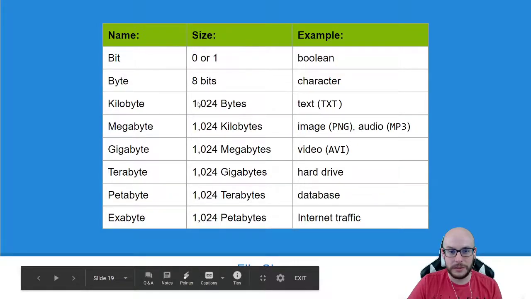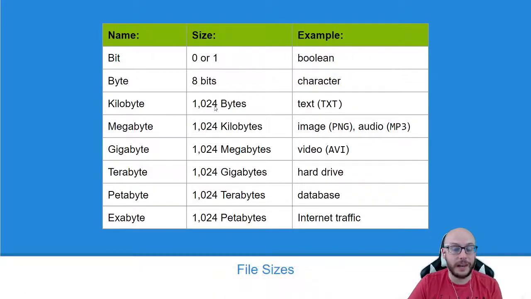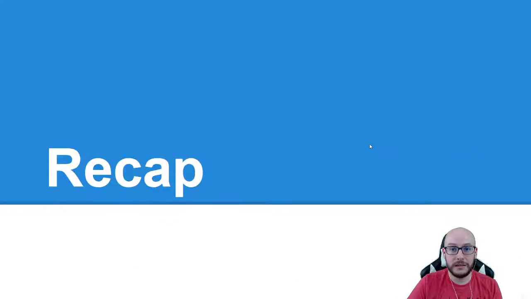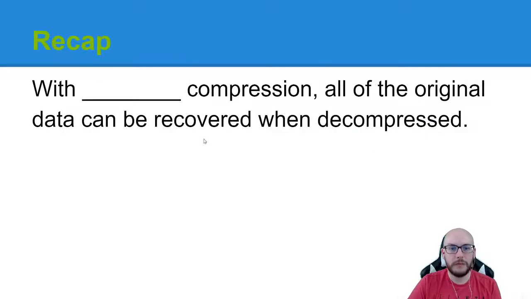By the way, this number, 1024, that's not a coincidence. This is a binary number, right? This number comes from that. So let's recap. With lossless compression, all of the original data can be recovered when decompressed. That's going to be lossless.